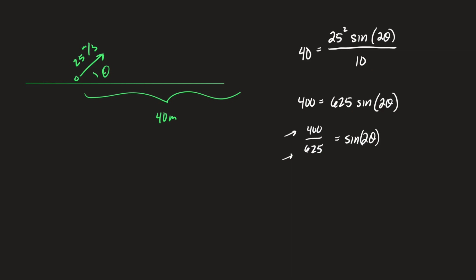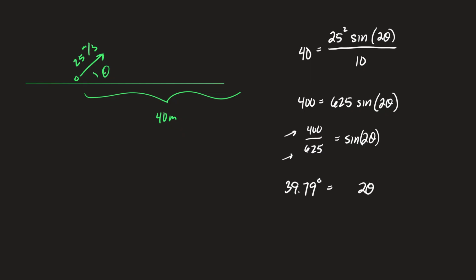But this one works. This one fits in our middle category. If I do my 400 divided by 625, and hit my inverse sine, I get 39.79. So sine of 2 theta equals, oh, not the sine of 2 theta. 2 theta is equal to 39.79. Again, this isn't my launch angle. This is 2 times my launch angle. My actual launch angle is going to be half of that.